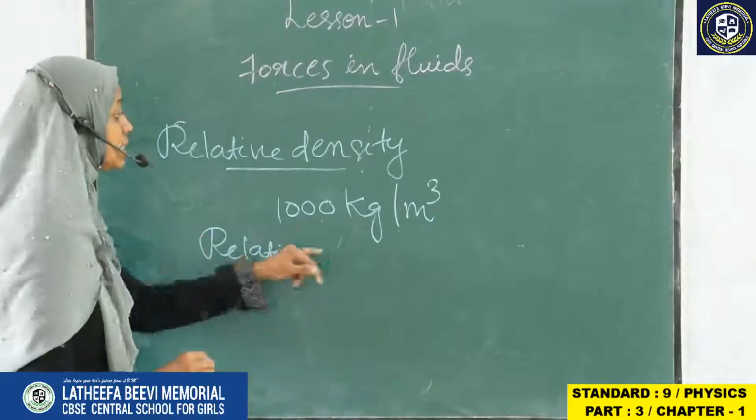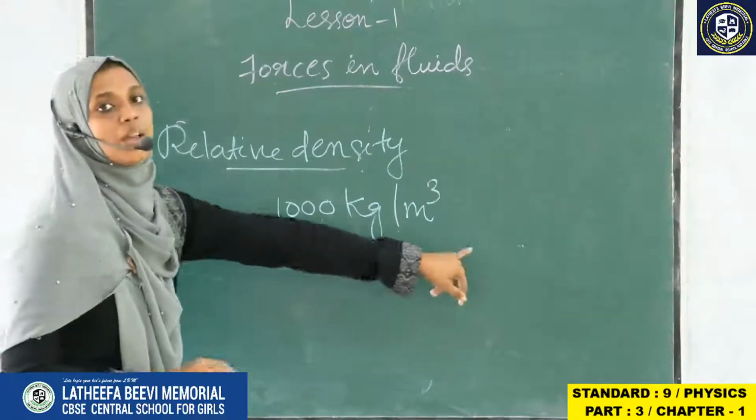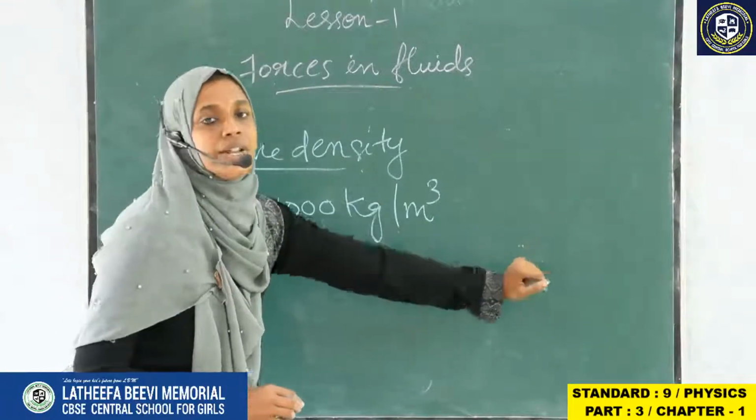So what is the relative density of water? 1000 kilogram per meter cube is the density of the water.